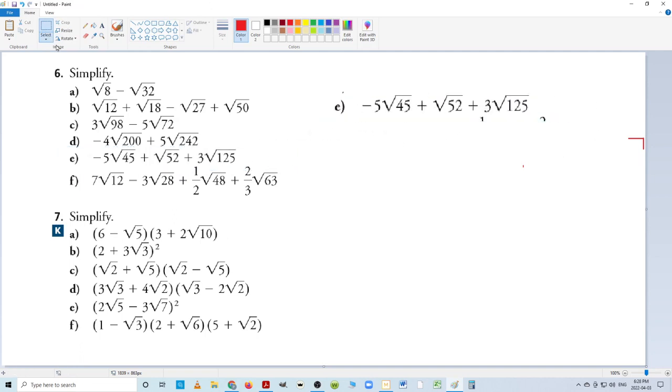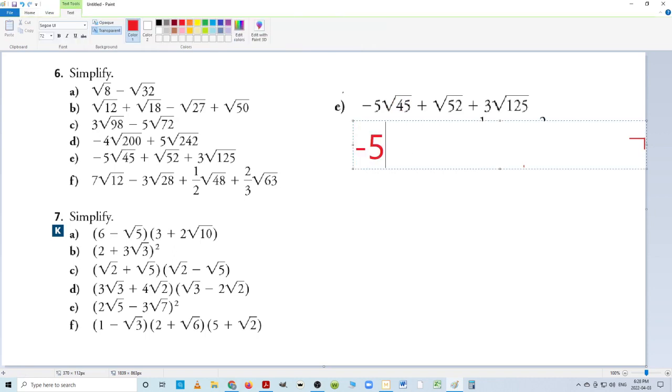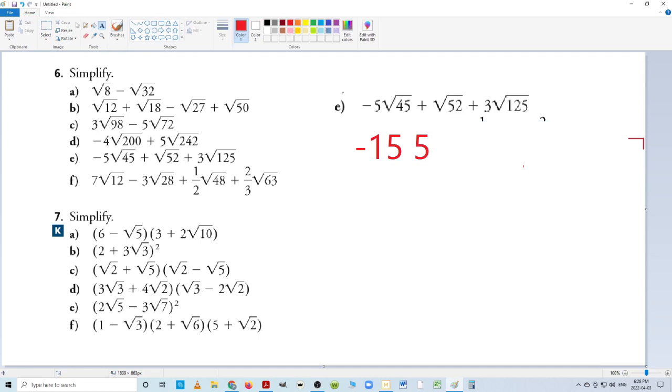45 breaks down into 9 and 5, no, sorry, 9 and 5. So you get minus 5 times 3, which is minus 15 square root of 5. 52 breaks down into not 36, and not 25. Let's just divide it by half. 26. No.